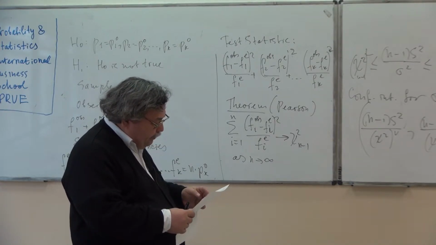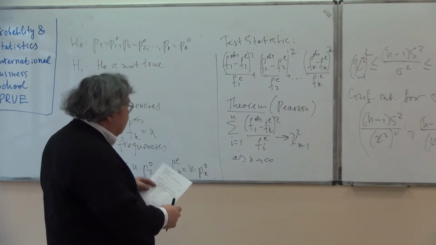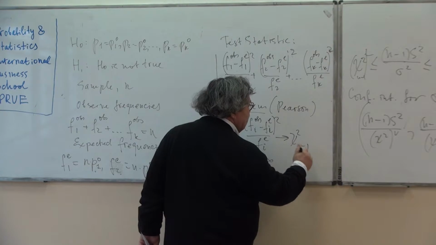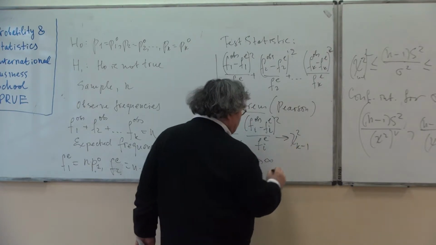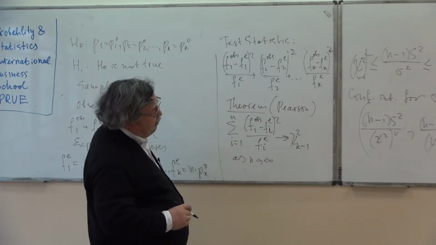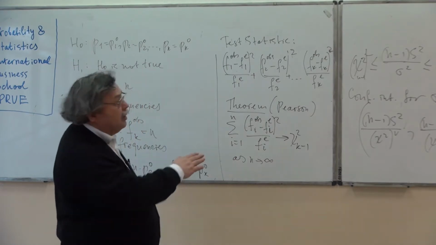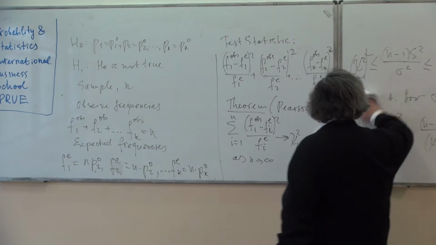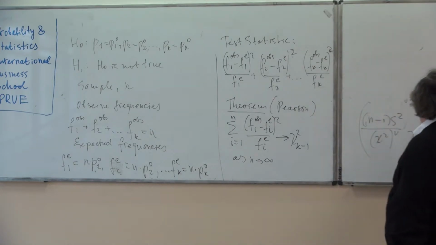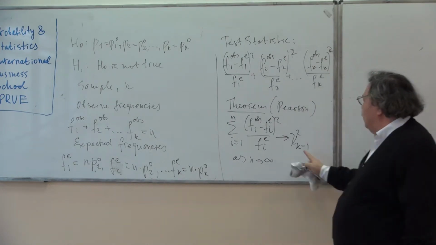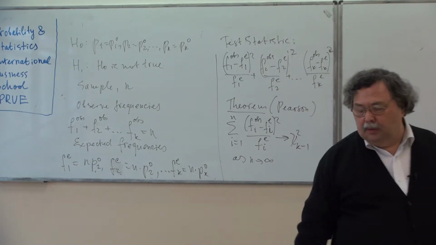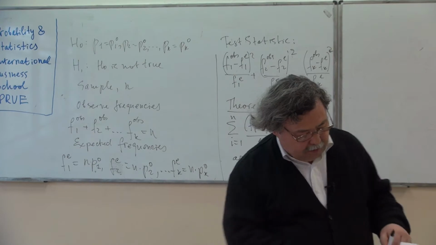And well, I'm sorry about this. This is a mistake, a very silly mistake on my part. It's k here, k minus 1 degrees of freedom. I'm really sorry about this. Okay. So what appears here is the number of categories, not the number of points in the sample.